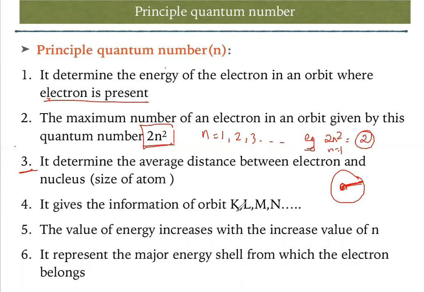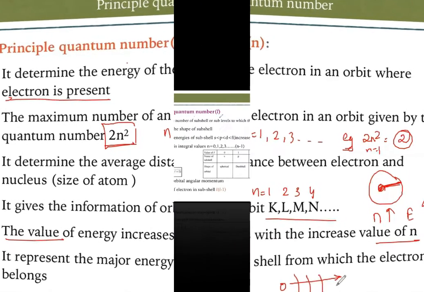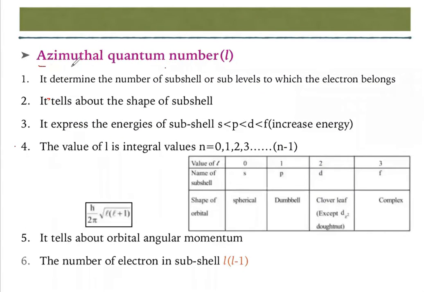Next one, it gives the information of orbits K, L, M, N. As we know, if n is equal to 1, that is K; 2, L; 3, M; 4, N. The value of energy increases with increase in the value of n, as I already explained above. It represents the major energy shell to which the electron belongs. So when we go away from the nucleus, n is increasing, hence energy is also increasing.